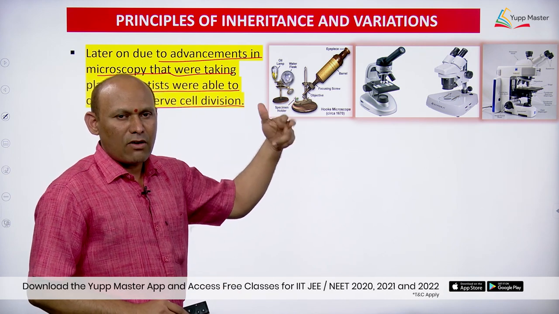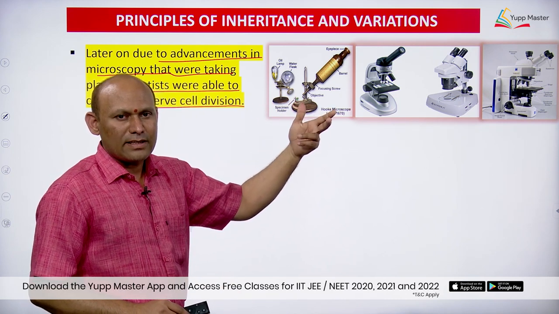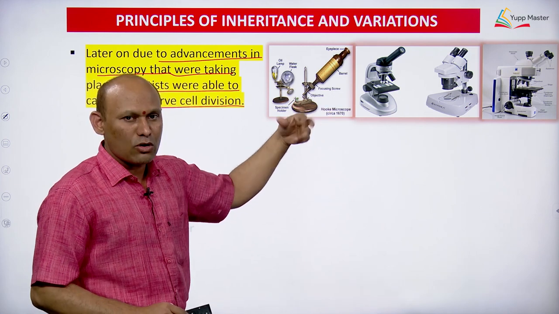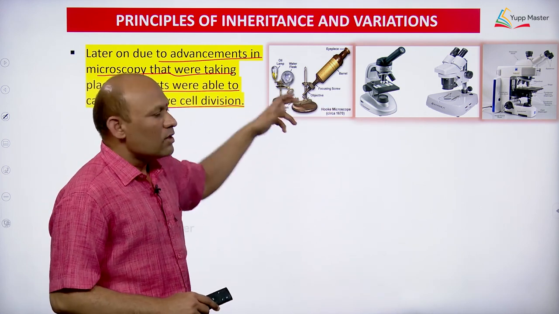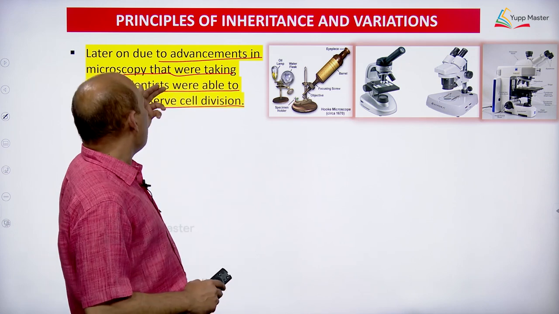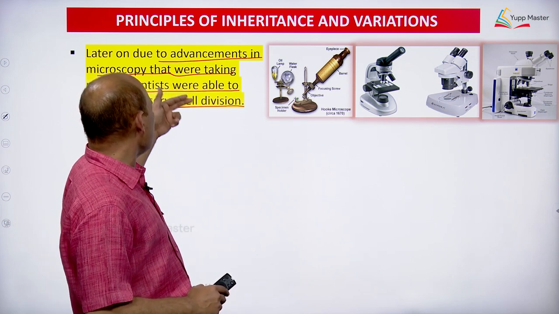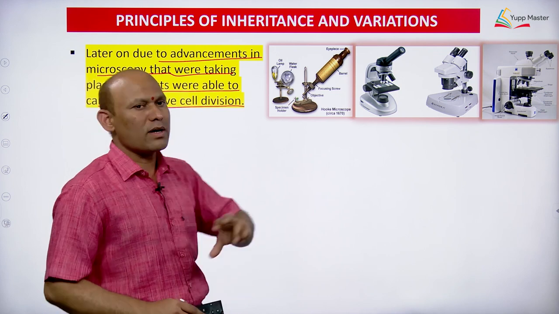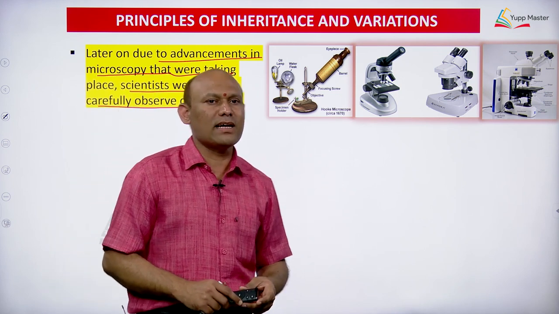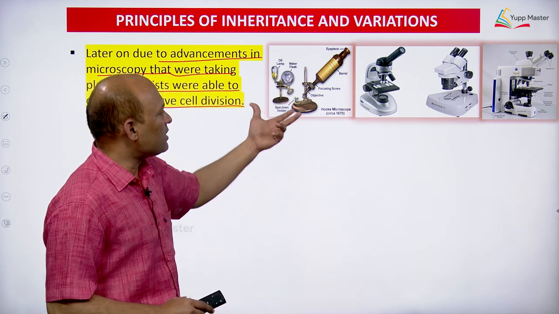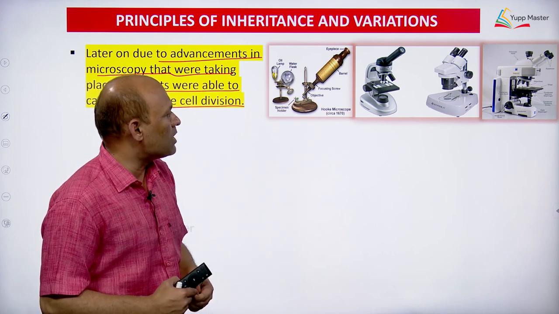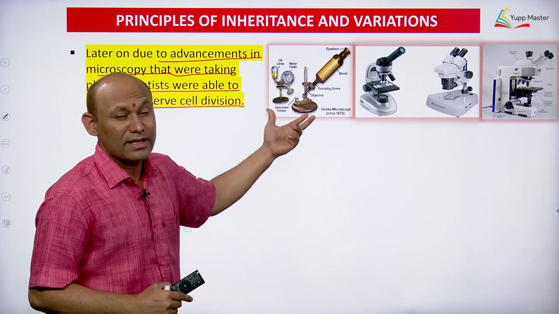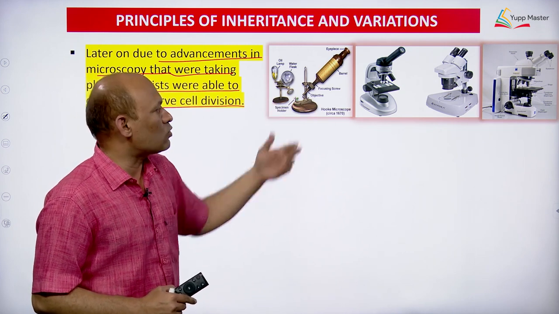After the rediscovery of Mendel's work on inheritance, because of advancement in microscopy, scientists were able to carefully observe the cell division phenomenon. This is the simplest one, the Hooke microscope, dear students. It's very simple. You can see this is a 17th century microscope.